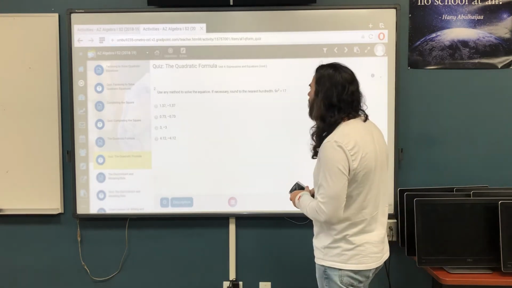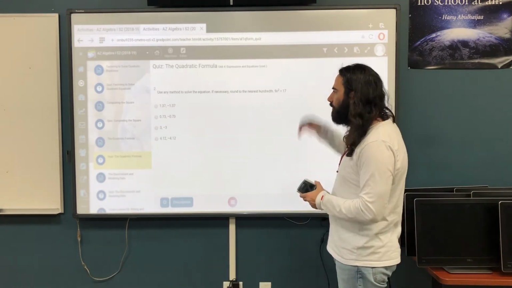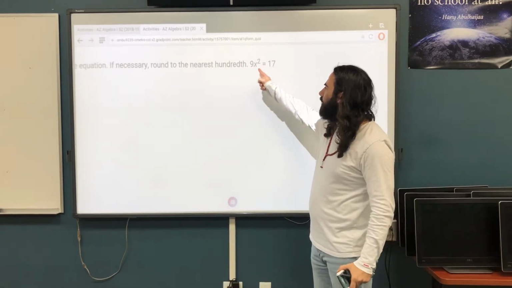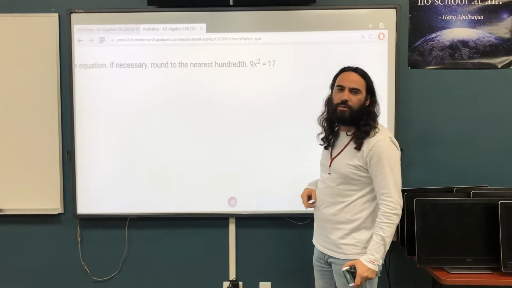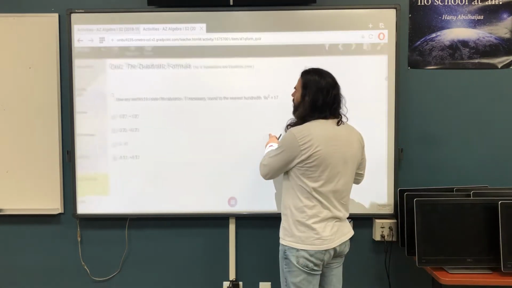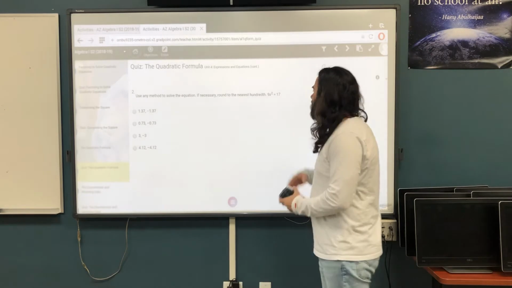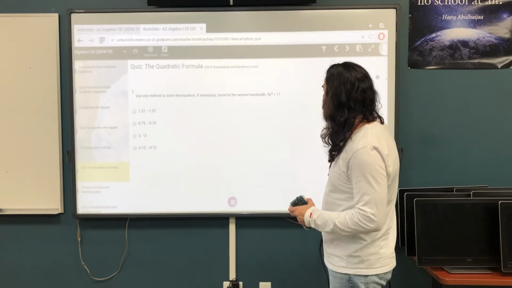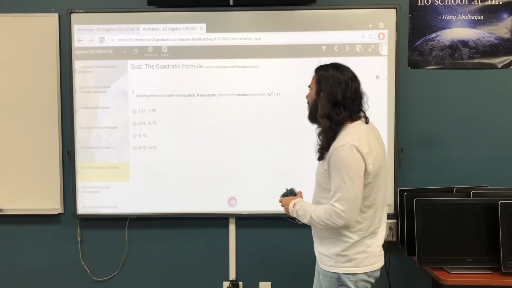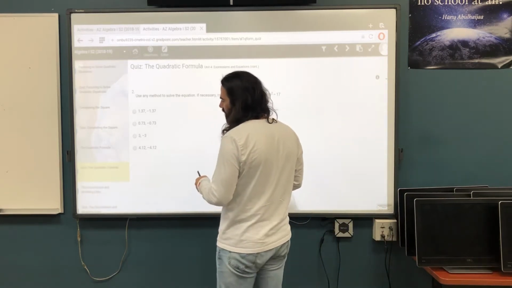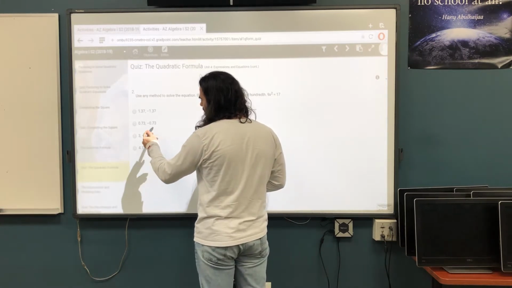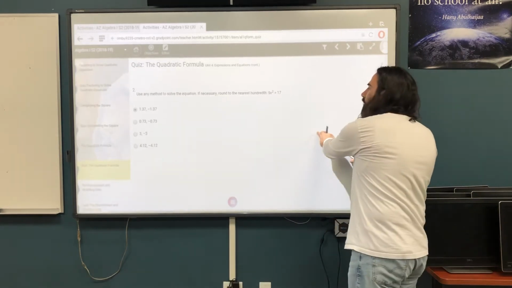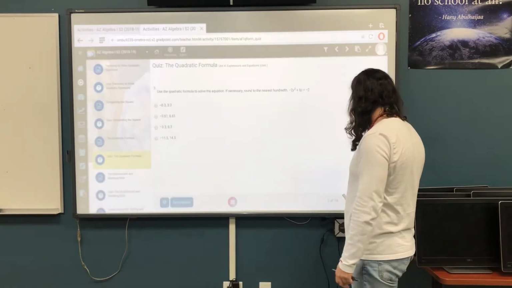The next one. This one, use any method to solve the equation. The same thing, guys, if you can see it. First, we divide both sides by 9. Then we take the square root of both sides, and we get the answer. The answer will be 1.9. You can check it when you use the calculator, okay? Let's go to question 3.